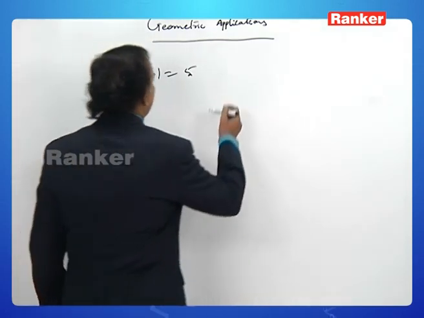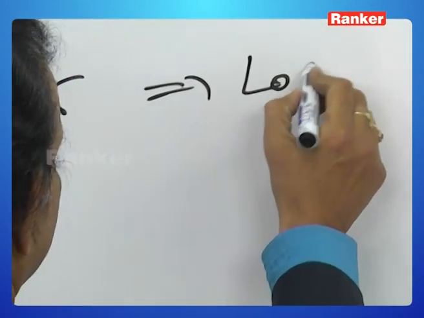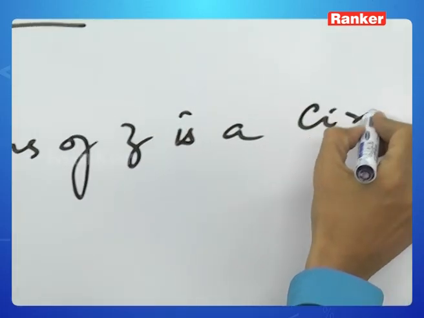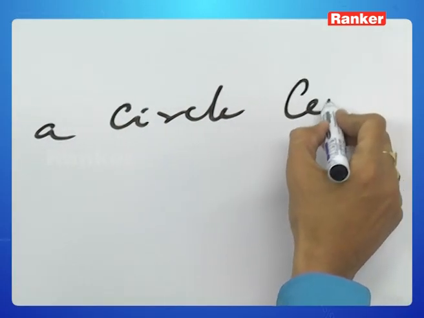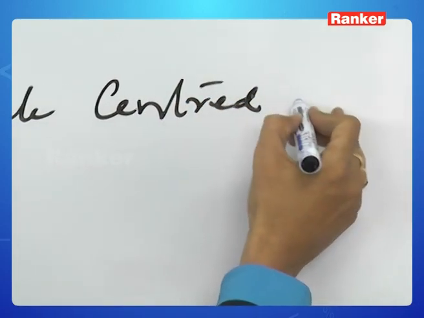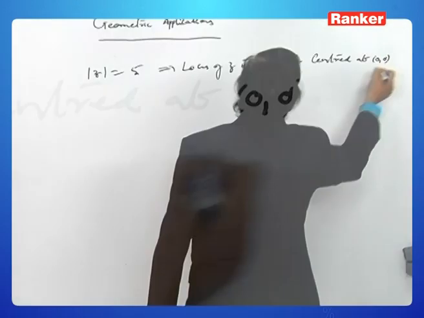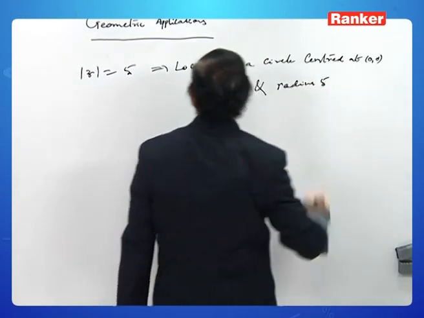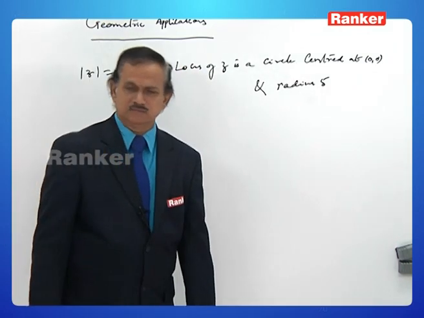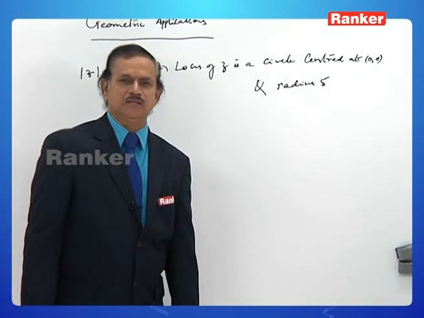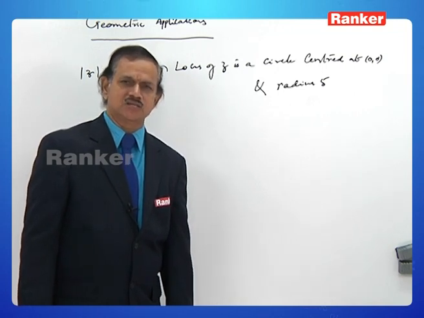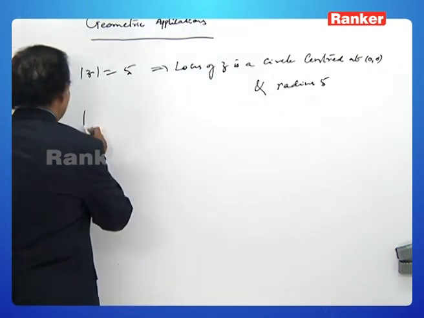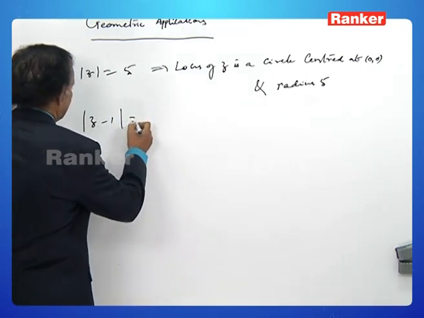Mod z is equal to 5 implies the locus of z is a circle centered at origin and radius 5. Mod z is equal to k, where k is a positive number, is a circle centered at origin with radius k. Good. Just like that.